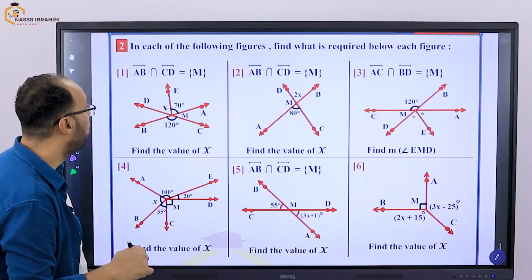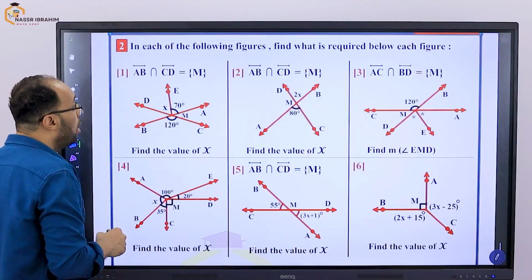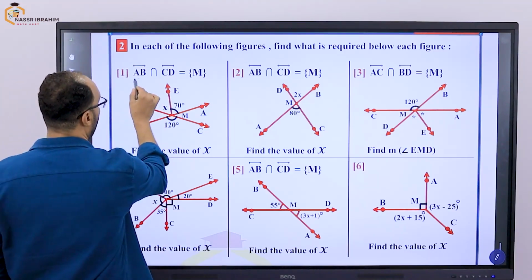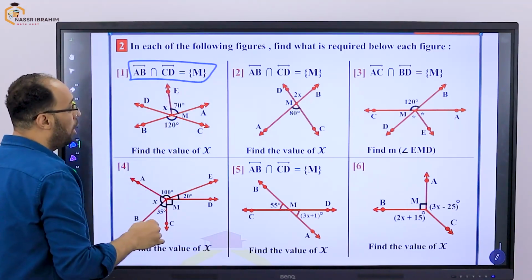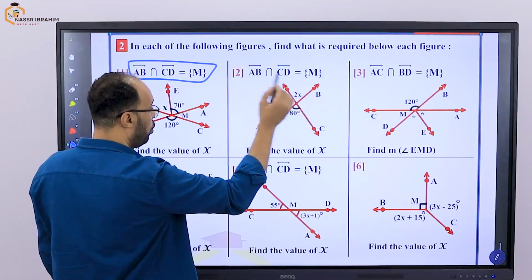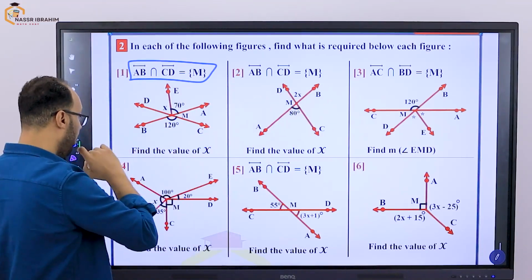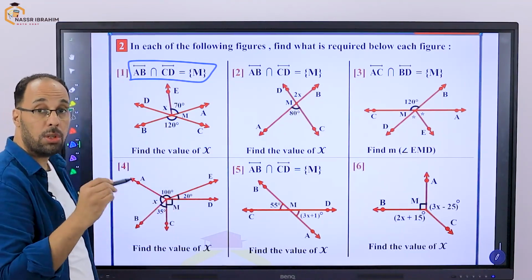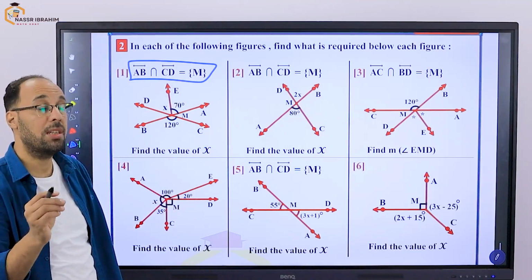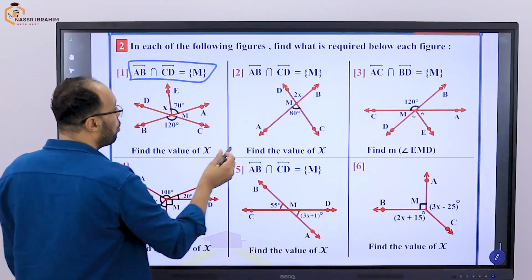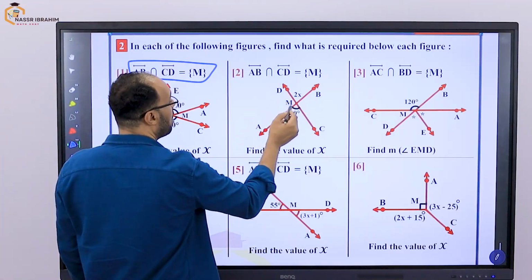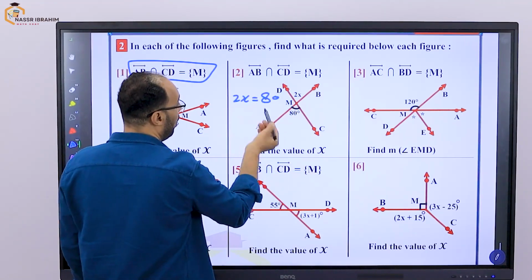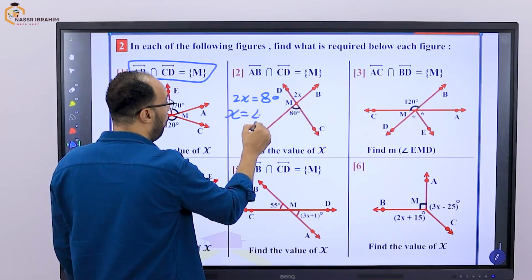This is your homework. In each of the following figures, find what is required below. Of course, if we have this line, we will find that they are vertical opposite angles. So first and second, third one, they are vertically opposite, and fifth one also. In number 4 and number 6, they are angles around the point, so the sum will be 360. For example, if you want to solve the second one, you will find that 2x is equal to 80. 2x equals 80, and then we will divide it by 2, so x will be 40 degrees.